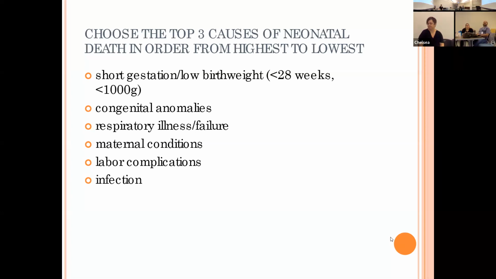And labor complications. That makes sense. Yeah. So the next one is actually short gestation. Oh. So prematurity and small babies account for about 14% of neonatal deaths.